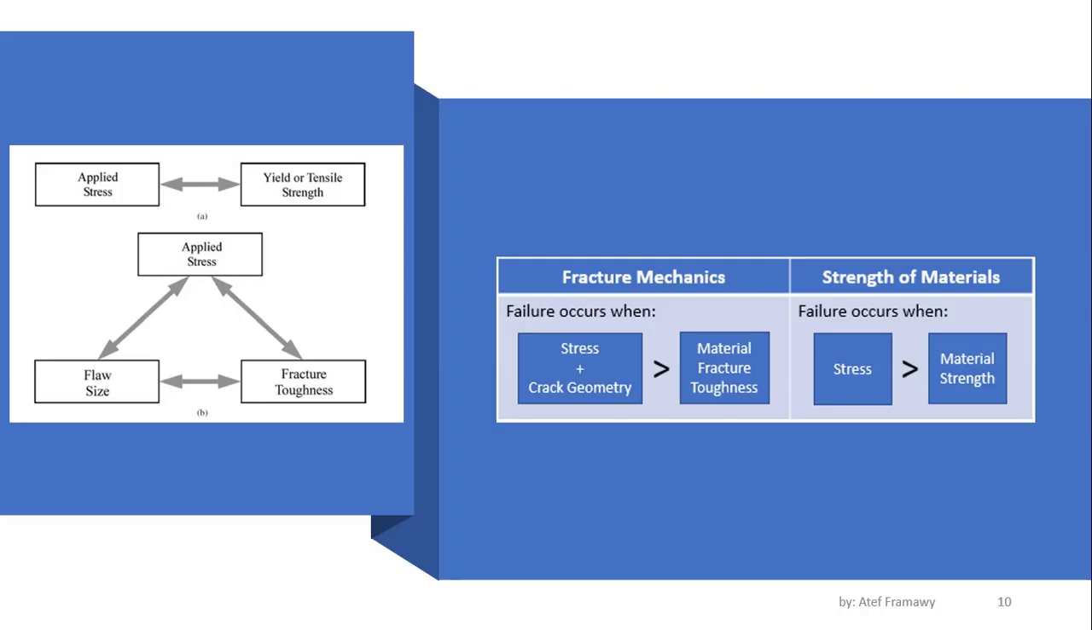So in fracture mechanics, there are two terms, the stress plus the shape and size of the crack, while in the strength of materials approach only one term is used to know whether failure will occur or not.